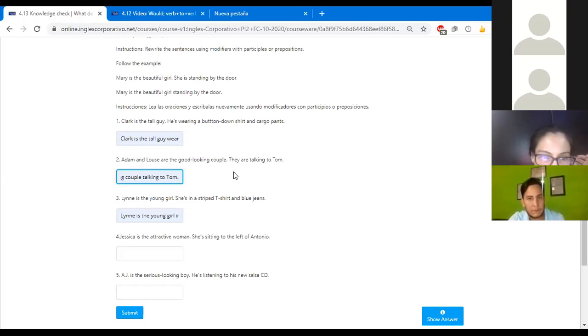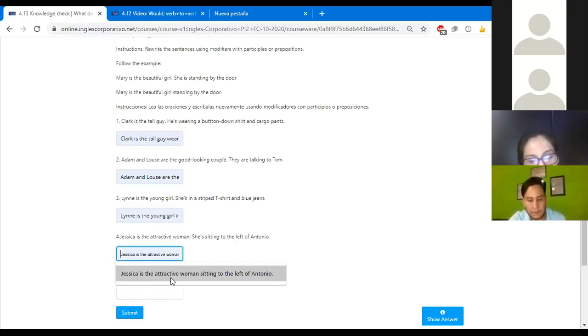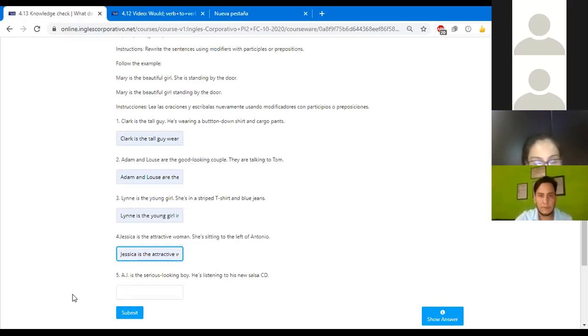Exactly. That's correct. Okay, now the next one. Jessica is the attractive woman. She's sitting to the left of Antonio. Jessica is the attractive one. Sitting. Okay. Sitting to the left. Jessica is attractive girl sitting to the left of Antonio. We just omit she's. Okay, and the next one?